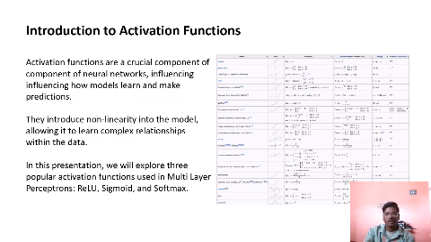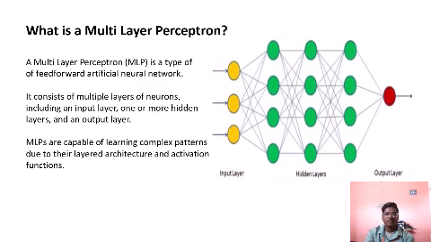Here are some examples in the above diagram. What is a multi-layer perceptron? A multi-layer perceptron, called an MLP, is a type of feed-forward artificial neural network. It consists of multiple layers of neurons, including an input layer, one or more hidden layers, and an output layer. MLPs are capable of learning complex patterns due to their layered architecture and activation functions.